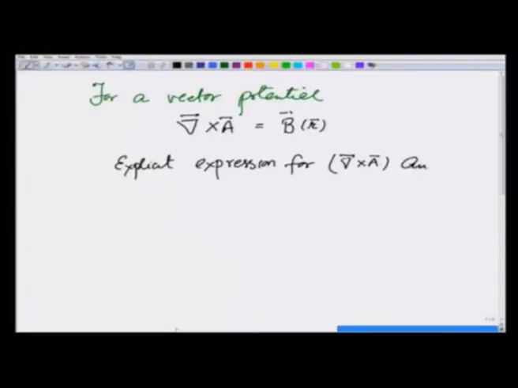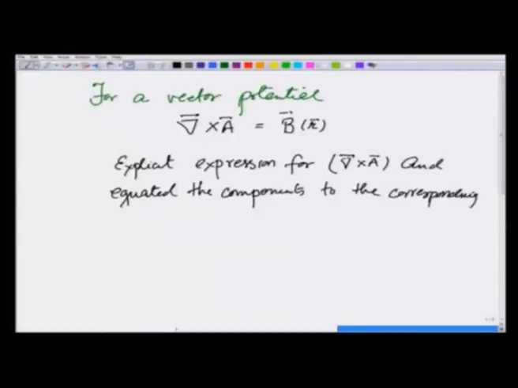and equated the components to the corresponding components of B. Of course, you may be wondering, if we know the magnetic field B, why are we calculating A then?